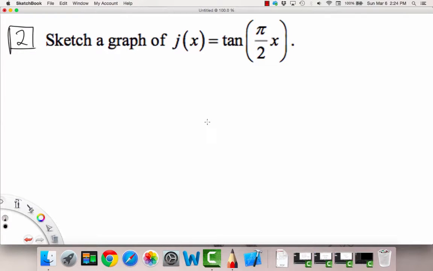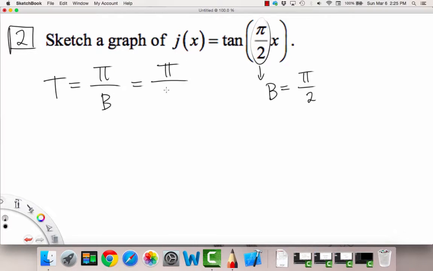Okay, number 2 asks us to sketch a graph of j of x is equal to tangent of pi over 2 x. Here we see that there are no other transformations except for this b. We have a coefficient in front of our x which isn't 1, so our b in this case is equal to pi over 2. What does that mean about our new period? It's given by the formula pi over b. If we divide pi by pi over 2, we flip the fraction and multiply, so our new period is pi times 2 over pi. Those pis cancel out, and we just get a period of 2.